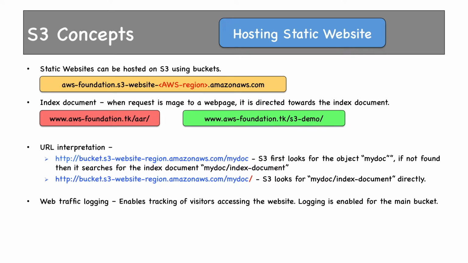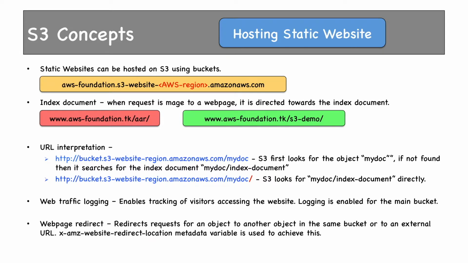Web traffic logging is similar to server access logging but tracks something else. It tracks visitors accessing the website. You can also redirect your web pages to something else. That something else can be another S3 bucket or another object in the same bucket or an external URL also. This metadata is used for redirection.